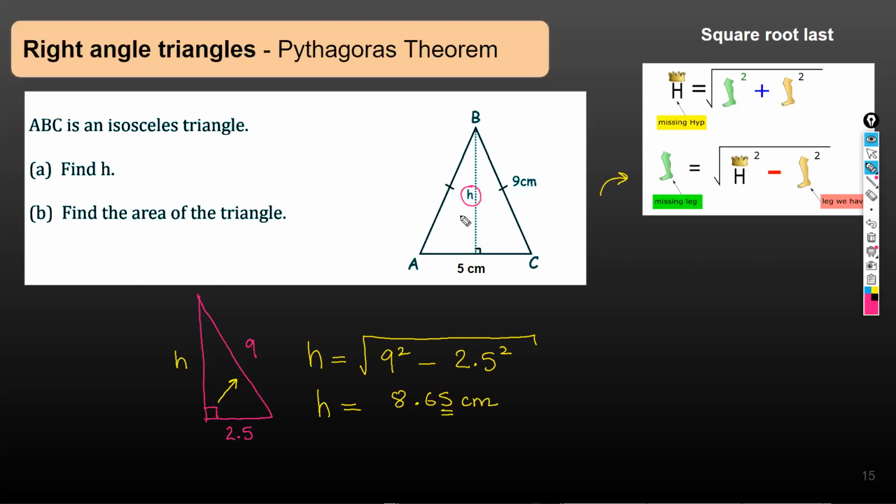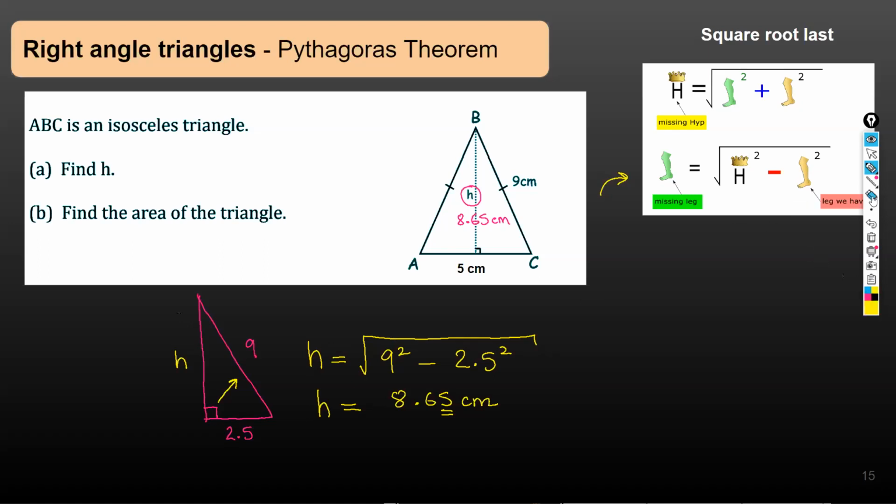H is how much? 8.65 centimeters. Now I ask you to find the area of this triangle. The easiest way, everyone agrees that if we find the area of one of the halves, to find the total area we could just multiply it by 2. Does everyone agree with that part? That we could find the area of the pink triangle, and then whatever we get, we multiply it by 2.